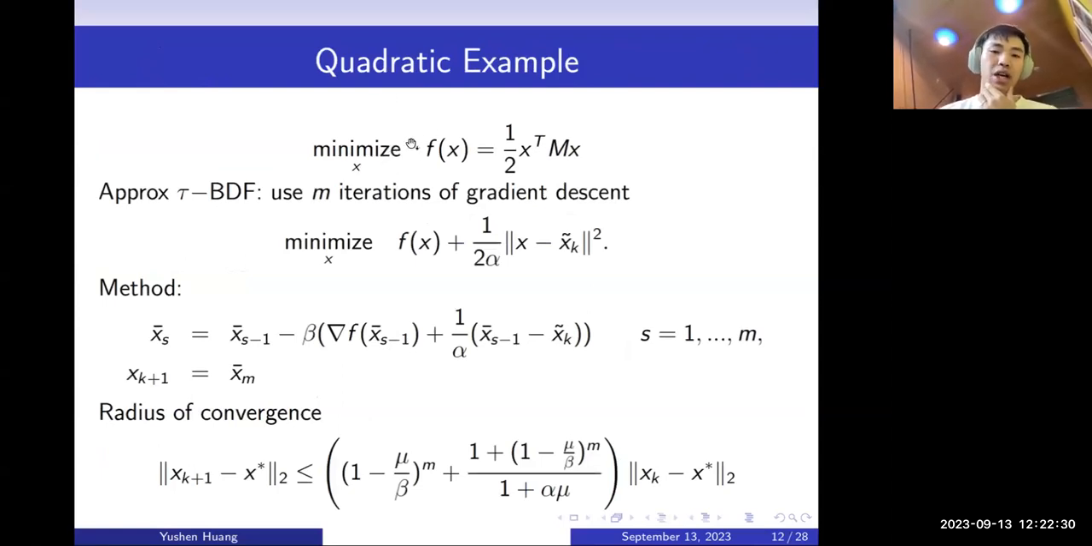And then just talking about a brief projective example, where the objective function is a projective function. And then you just use m iterations of gradient descent to find the minimum of this function. Basically, the update is doing like this, where you just do some calculus and then do the update over here. And then the rate of convergence can be computed as the following. So this is basically the radius of convergence.